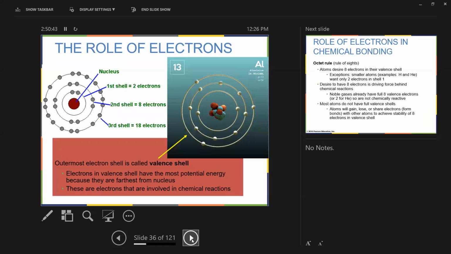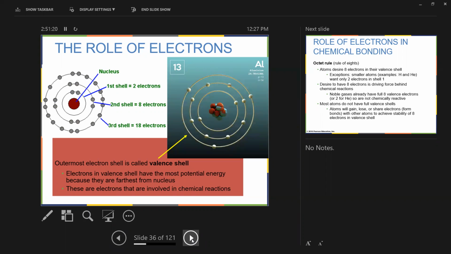So this is what the shells look like. This is aluminum, atomic number 13, 13 protons, 13 electrons: 2 electrons in its first shell, 8 electrons in its second shell, 3 electrons in its third shell. The third shell, the outermost shell of any atom, is called the valence shell, and that's the shell that's reacting, because the valence shell will always have the greatest amount of potential energy to combine with other atoms.